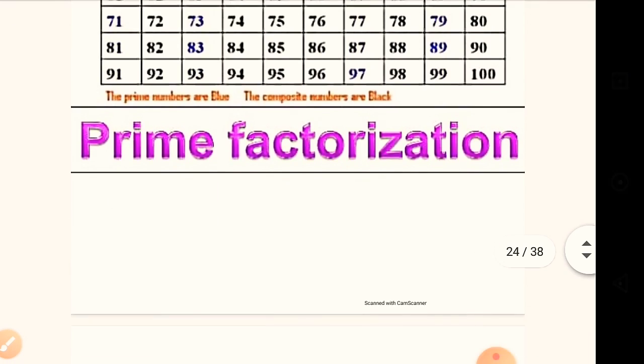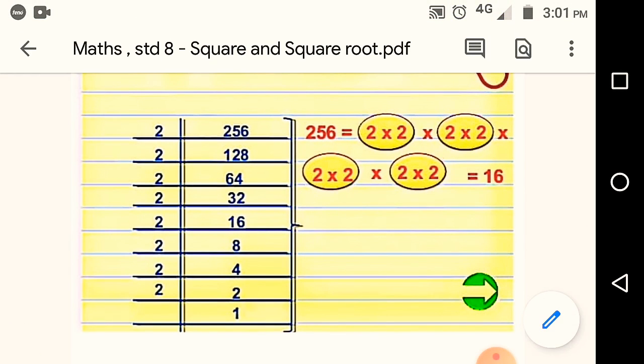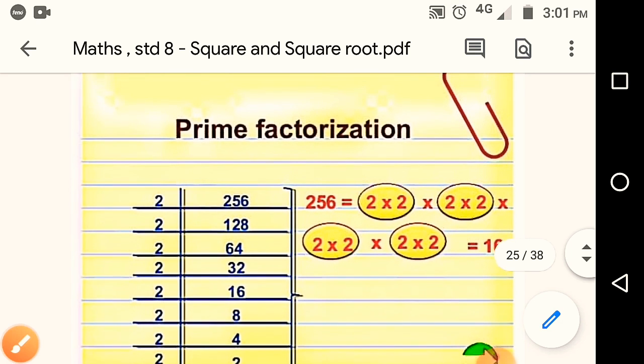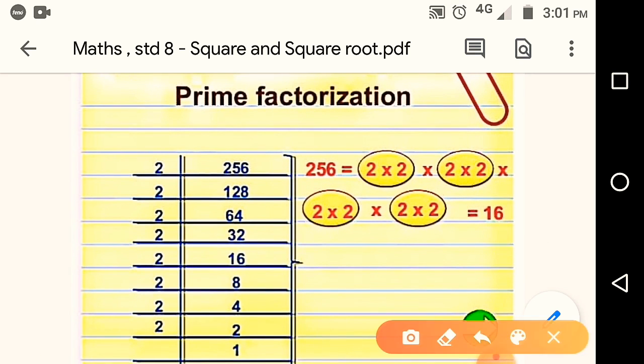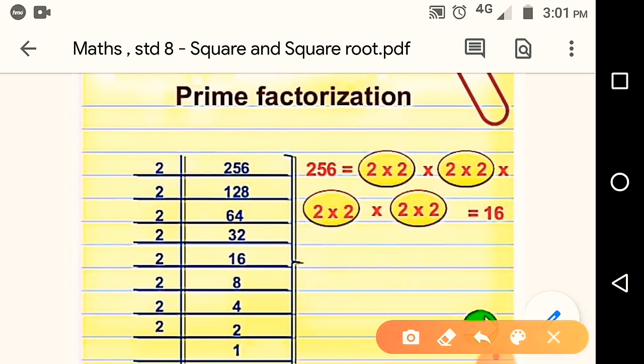So the prime factorization method we will use for finding square root. So here if any number is given, for example 256 is given, and we have to find out that 256 is a square of which number. So this way we will take out the factors of 256, then we will write all the factors over here, and then we will make 2 pairing. We have to make 2 pairing like this way, this 2 into 2. Okay, this way first we will do the prime factorization method.